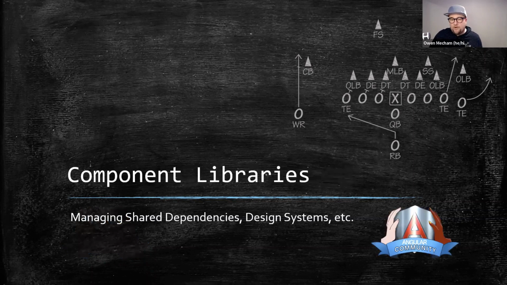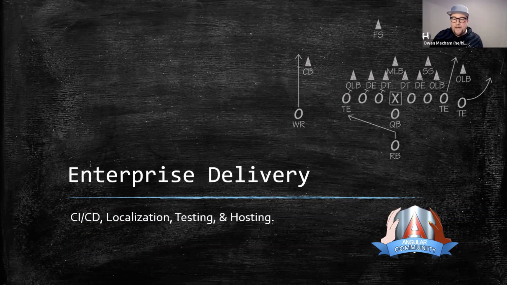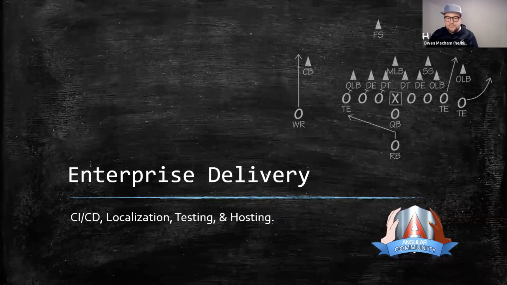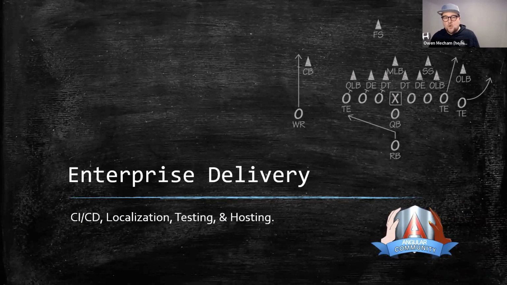And then component libraries, whether you're doing something like Storybook, and how you're going to manage some of the shared components across applications. And then enterprise delivery: CI/CD, localization, unit testing, hosting, all of those things. How can you optimize your ability to go from idea all the way to a delivered product that's providing business value? Micro front ends fit really well into optimizing for strong enterprise delivery.